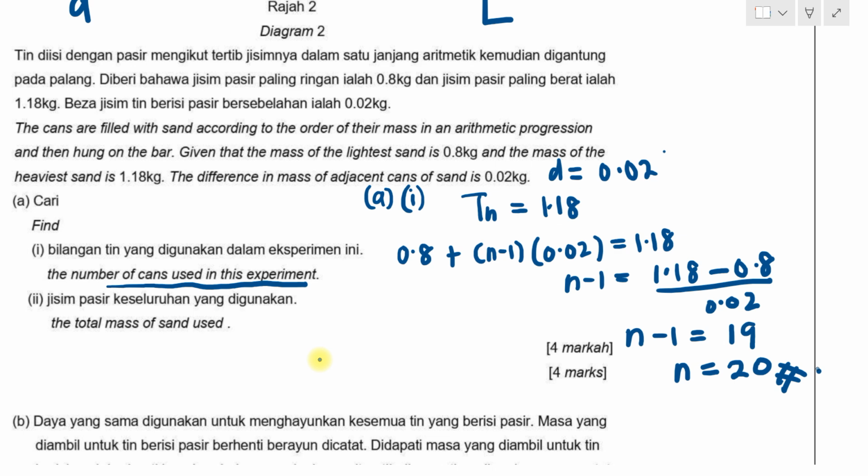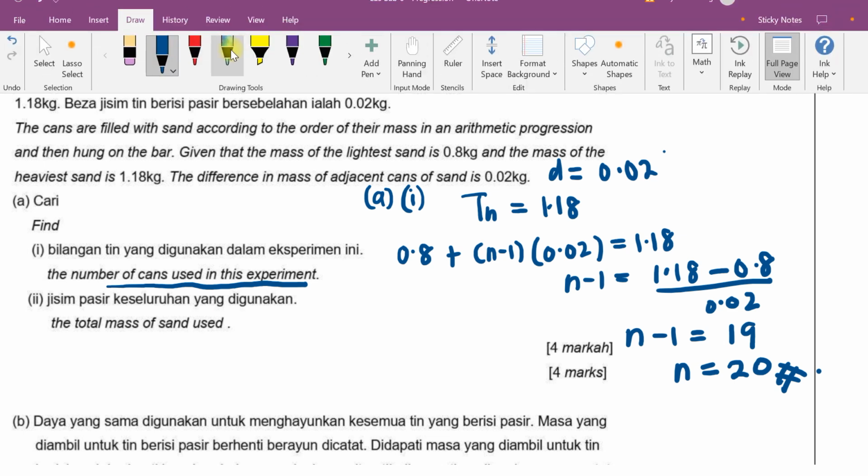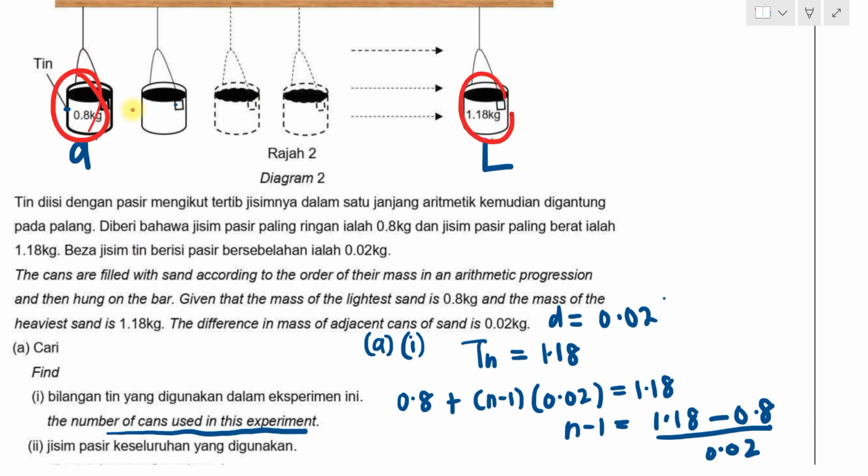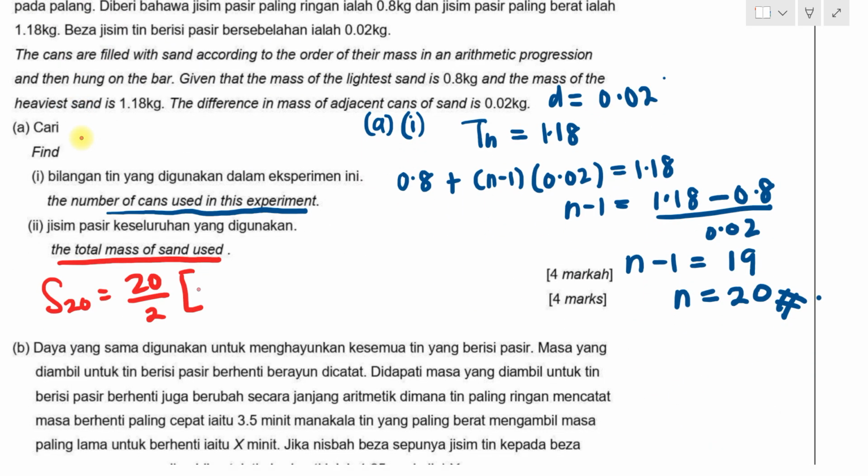And then part 2, easy also. Total mass of the sand used. So they are asking for S20. S20 is 20 over 2. You know the first term and you know the last term, so use that formula: 0.8 and 1.18. What is your answer there? 0.8 plus 1.18 and then times 10. 19.8 kg. Okay, that's how you do that.